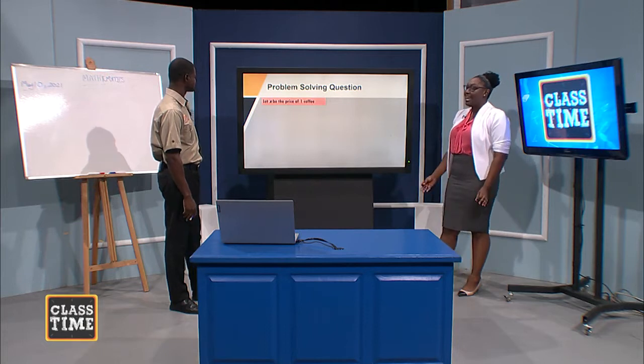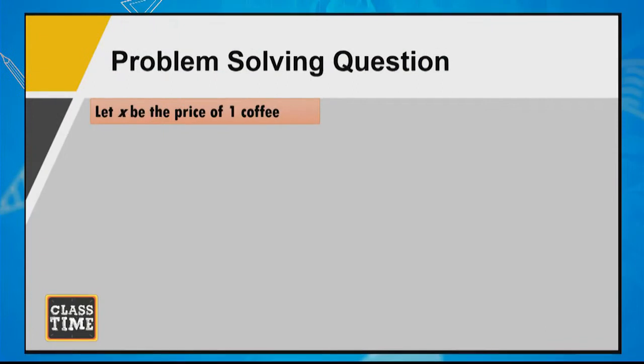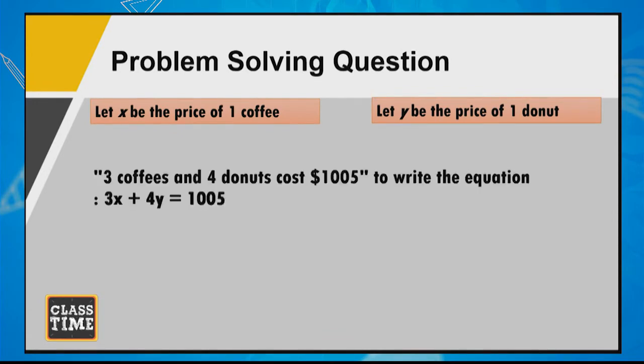So again, we're going to assign some values to our variables. Let X be the price of 1 coffee and let Y be the price of 1 donut. So there were 3 coffees, 4 donuts, and it cost $1,005. To write the equation, we simply have 3x plus 4y equals 1,005.